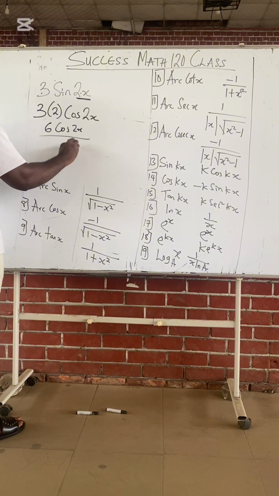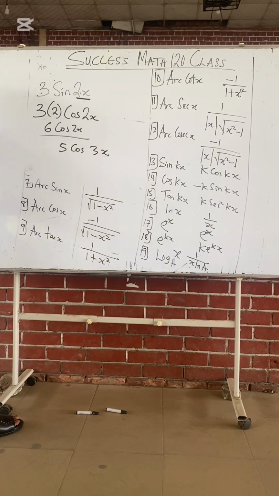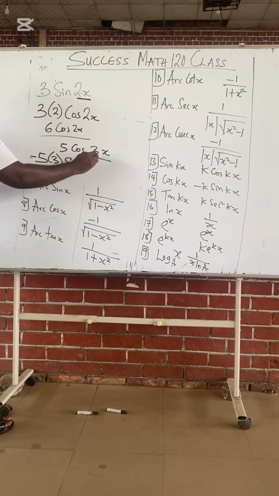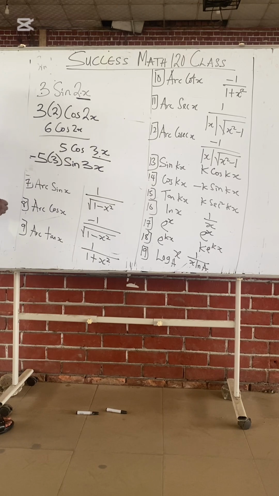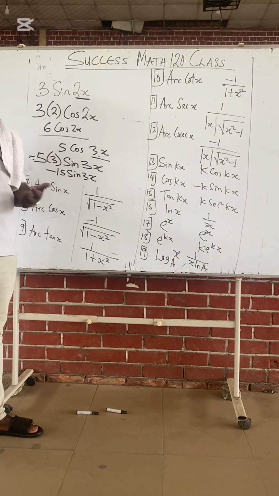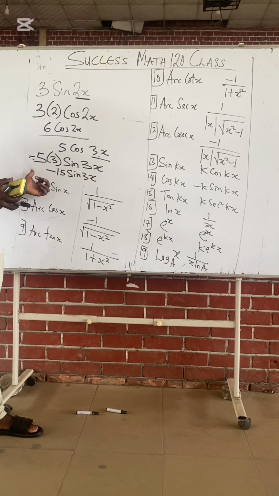Now differentiate 5 cos 3x. Write down your 5, nothing happens to your 5. Now differentiate 3x, what do you have? 3. Cos changes to minus sine. Repeat your 3. Minus 5 times 3, minus 15 sine 3x. Follow. Where is the minus from? When cos is differentiated, the minus will appear with sine. Differentiation of cos gives us minus sine.